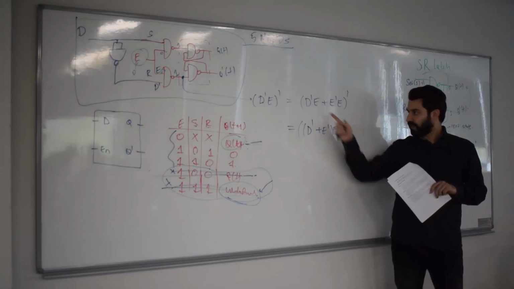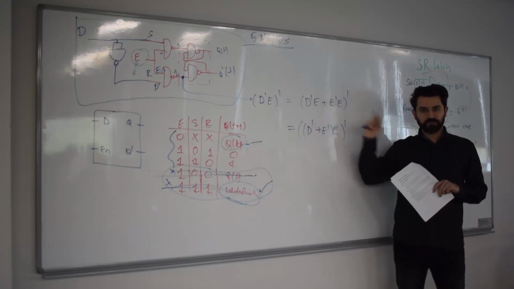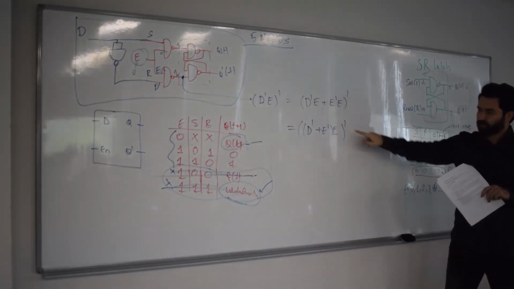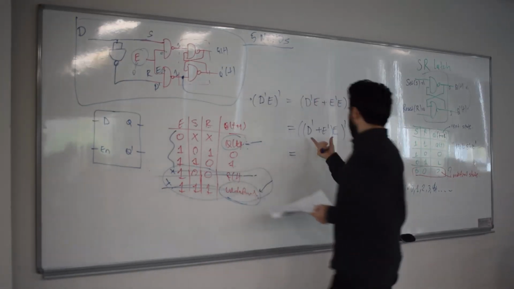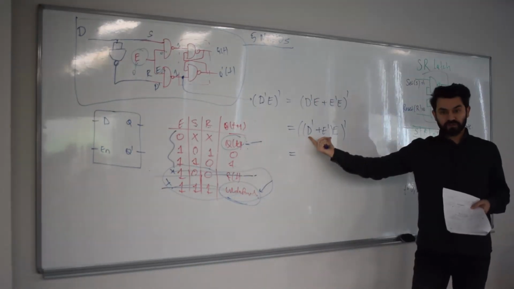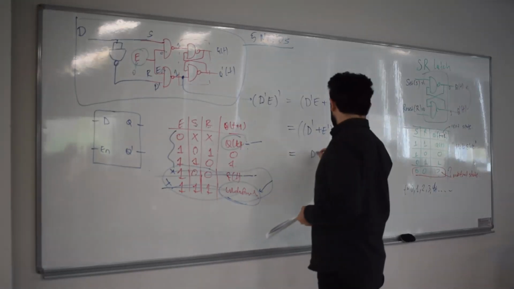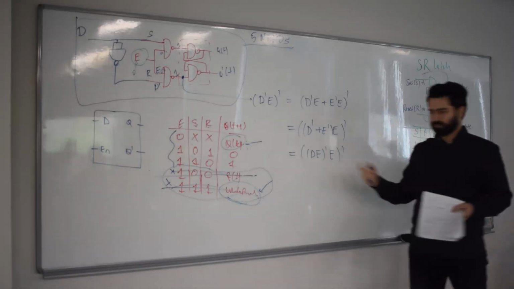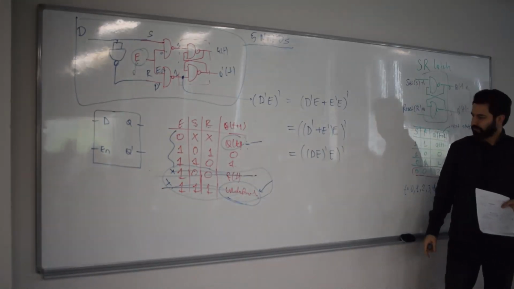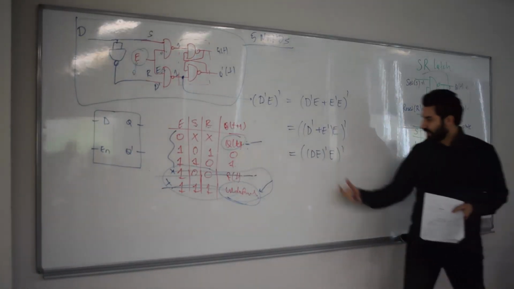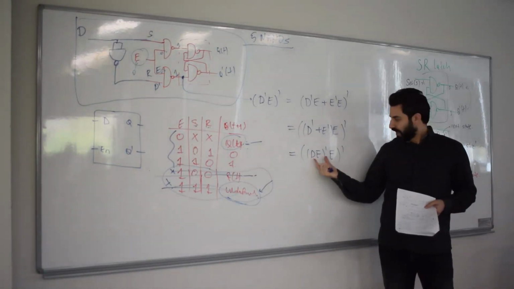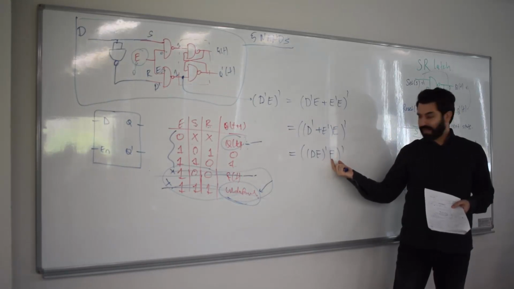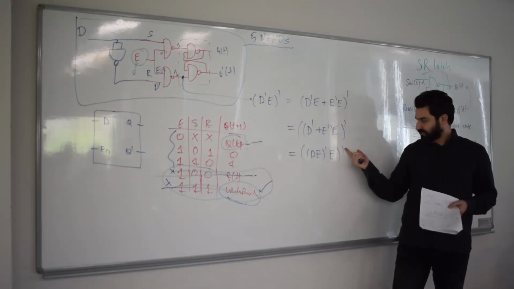Now D prime E is here, E prime E is here, and of course we carry that prime. Now if I use De Morgan's law from here, I can write it as (D E prime) prime E prime. Okay, so what does that tell us? That tells us that this is D and E prime going through an AND gate, and then it goes through an AND gate with an E again, because there's a prime here.